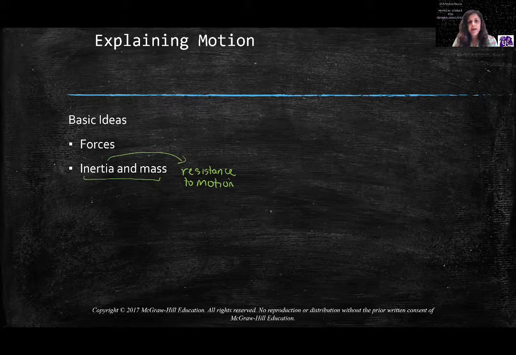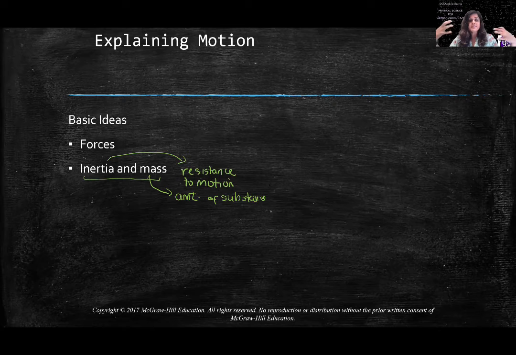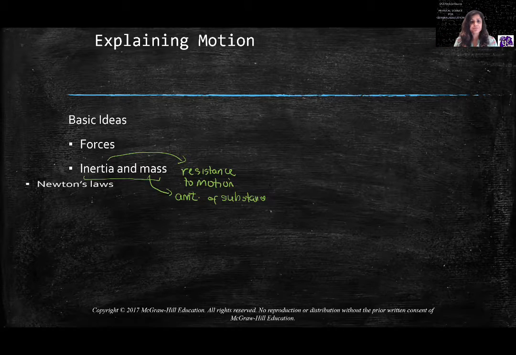So we have inertia, and we know mass is the amount of stuff, the amount of substance an object is made up of. The more mass we have, the more stuff, the more substance we're made up of. And all of these things affect our motion. The more stuff we have, the more difficult it is for that object to move.